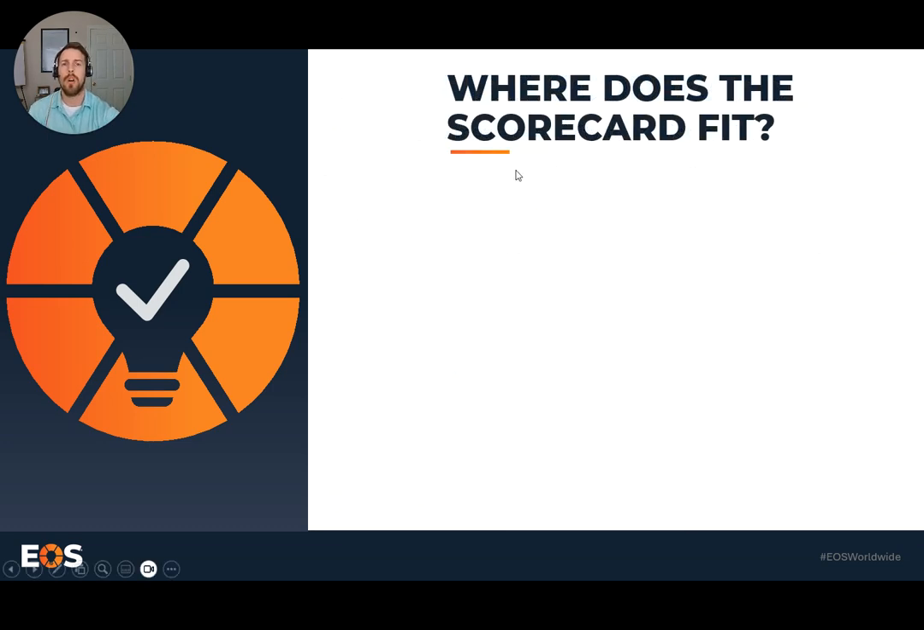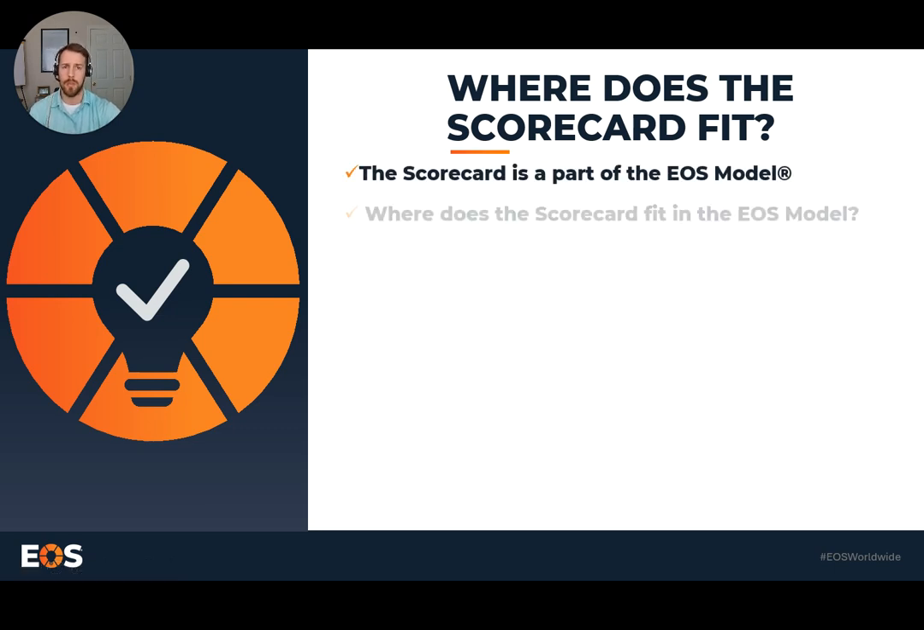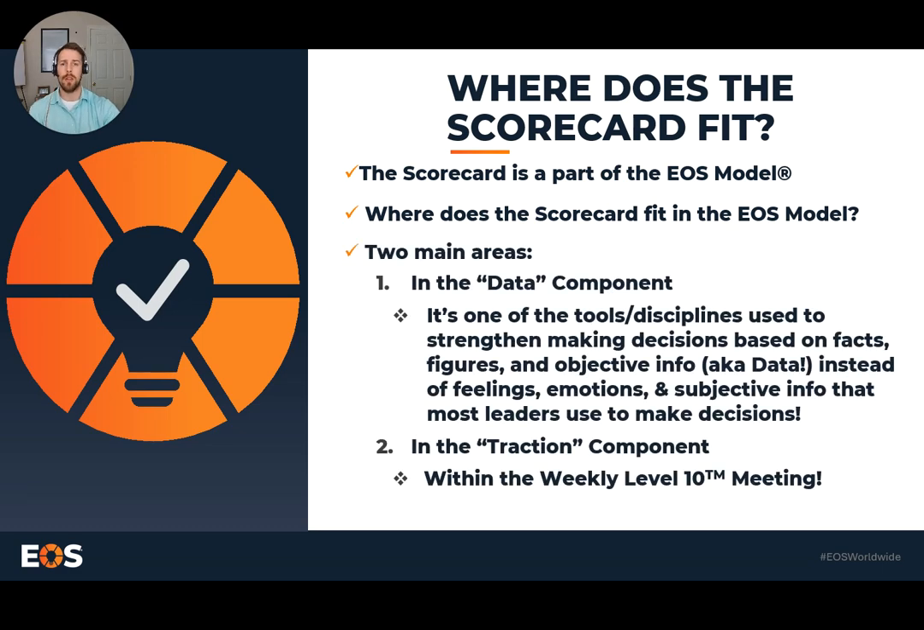Now, where does the scorecard fit? And so the scorecard is part of the EOS model. And where does it fit within the model? It fits really in 2 main areas. So one of the key components in the EOS model, there's 6 key components. One of them is the data component. And so the scorecard is a specific tool or discipline that is used in order to strengthen the data component.